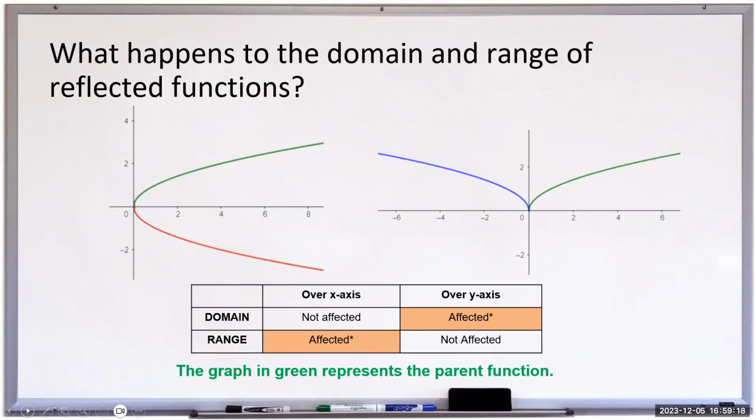So what happens to the domain and range of reflected functions? So for reflection over x-axis, take note that the domain is not affected. However, the range is changing. And for the reflection over the y-axis, domain is affected while the range is not affected. Okay, but take note, we have here asterisk, indicating that not all functions are affected by the change of graph. Okay, so the domain may or may not be affected as well as the range.